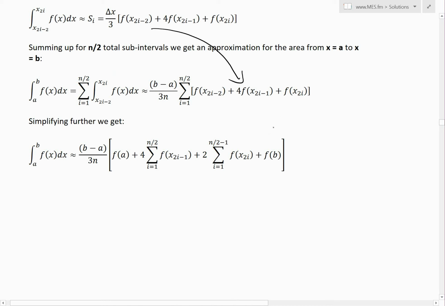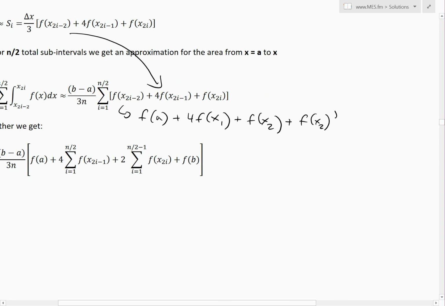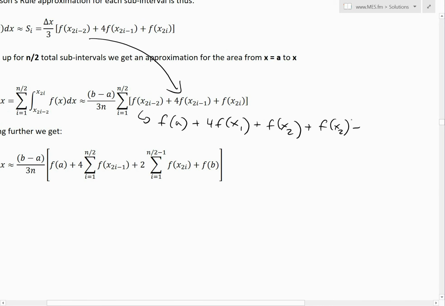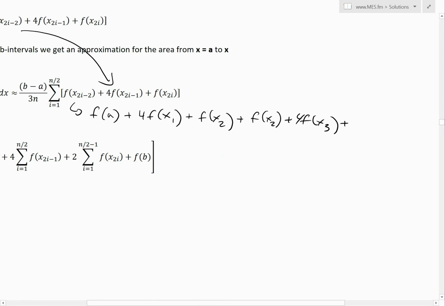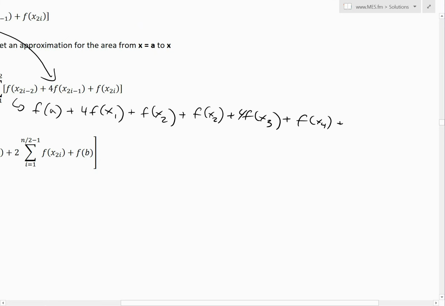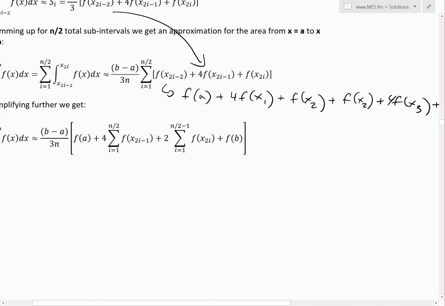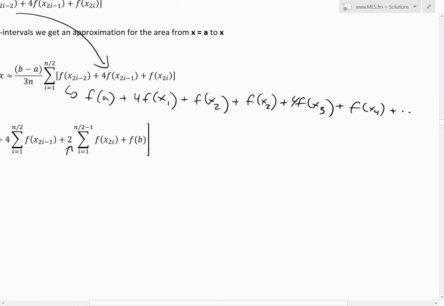I'm not going to dwell too much on how we get to this, but if you were to start over here, we have f of a plus 4 f of x1 plus f of x2, and then we have to start over again with f of x2 plus 4 f of x3 plus f of x4, etc. That's where we get this 2 right here, and that's how we get this 2: these combine to 2.